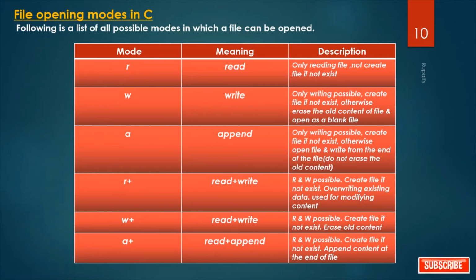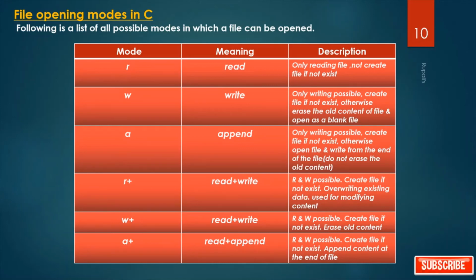Then w, that is write mode. Searches for the file. If the file exists, its contents are overwritten. If the file does not exist, a new file is created. Returns null if unable to open the file. The operation possible is writing to the file.